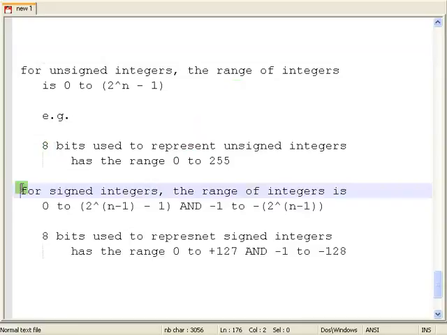For signed integers, remember, we're using half of the bit patterns to represent negative numbers, therefore the formula is a bit different. It's 0 to 2 to the n minus 1, minus 1, and negative 1 to negative 2 to the n minus 1. It looks a bit confusing, but it's actually quite simple. So 8 bits used to represent signed integers has the range 0 to positive 127, and it also has the range negative 1 to negative 128. Because 2 to the 7th minus 1 is positive 127, and negative 2 to the 7th is negative 128.